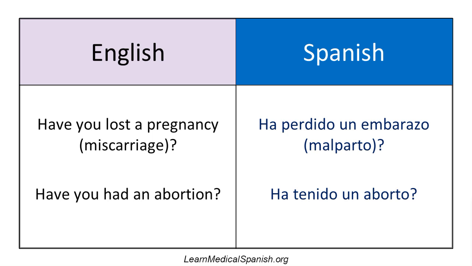In that first phrase on this slide, when we say ha perdido un embarazo, that's kind of an informal way of saying it, like, have you lost a pregnancy? A very formal way is the phrase aborto espontáneo, like a spontaneous abortion, but that's medical jargon at that point. So we're trying to mostly avoid medical jargon because they might not understand.